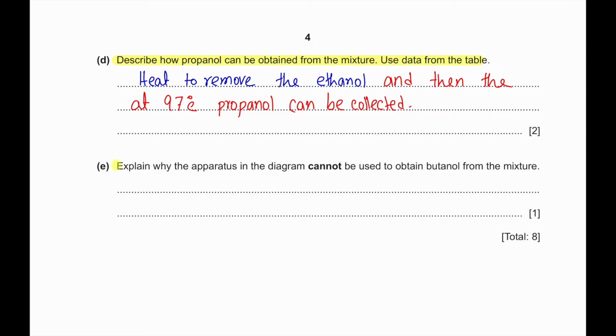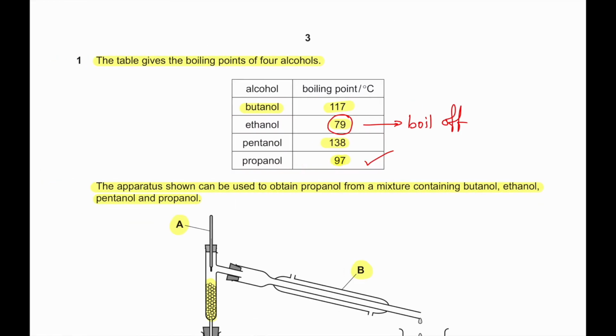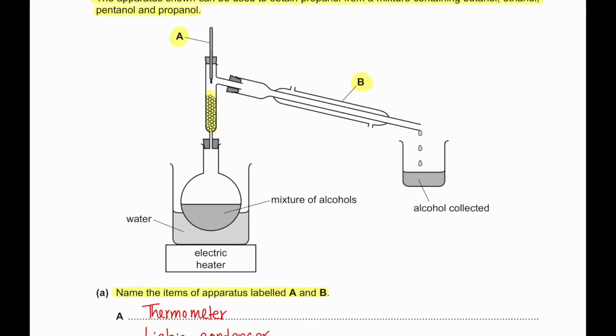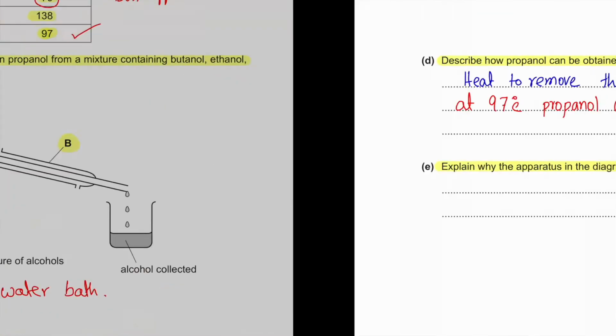Part E. Explain why the apparatus in the diagram cannot be used to obtain butanol from the mixture. If we notice, butanol has a boiling point which is greater than 100 degrees Celsius. So boiling point greater than 100 C. We are using a water bath. A water bath cannot exceed 100 C temperature.